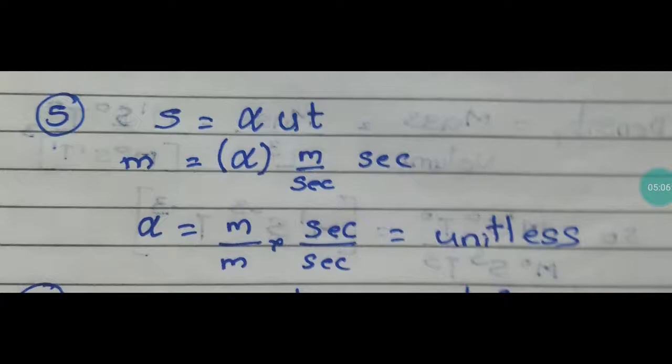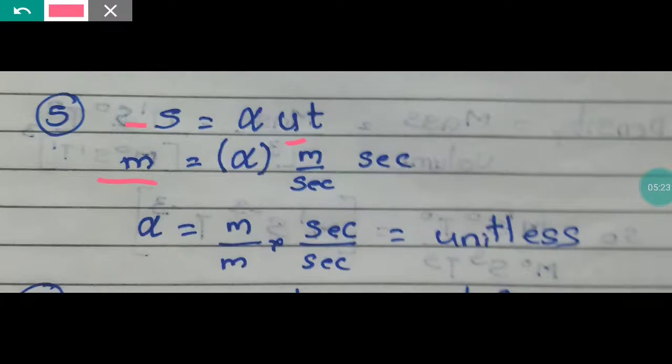Okay, moving to question number 5. S equals alpha ut. Now here you have to find the dimensions of alpha. Now what is S? What are the dimensions of S? S is distance covered, so its unit will be meter.